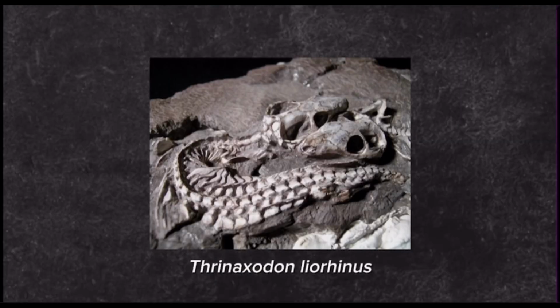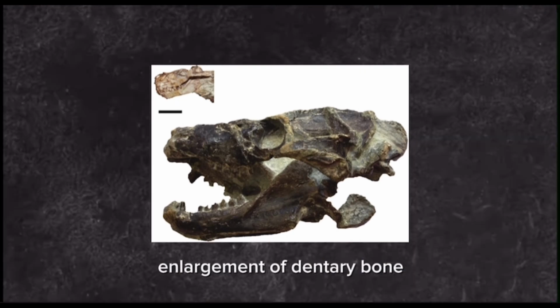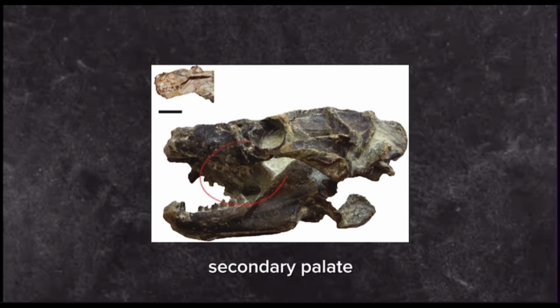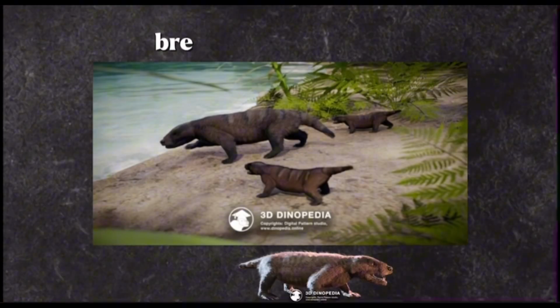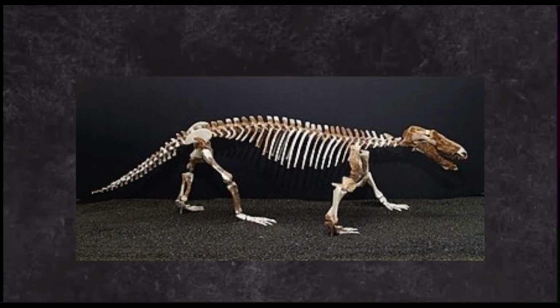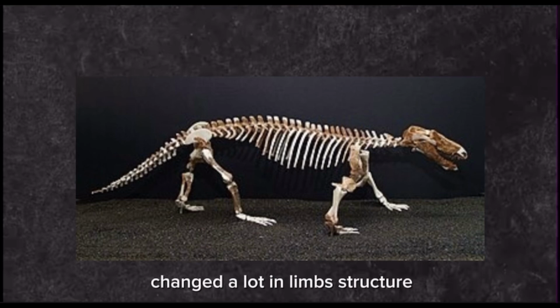Cynodonts are advanced therapsids. Cynodont fossils show enlargement of the dentary bone and development of a secondary palate, which separates the nasal passage from the mouth. This allows breathing while eating, as seen in mammals. This cynodont's evolution showed a lot of changes in their limb structure, making them more suited for upright walking rather than crawling.